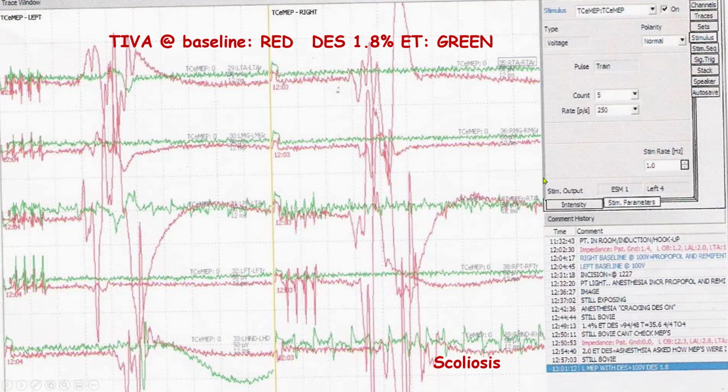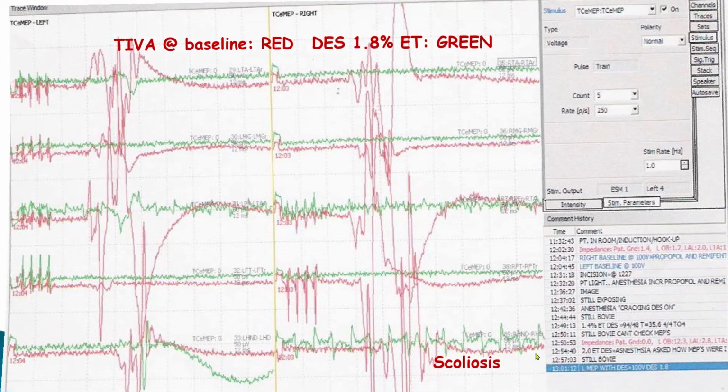In this case, we started off with TIVA, but the patient was hemodynamically unstable. The anesthesiologist could not get the patient's blood pressure and heart rate under control, so we decided to turn a little bit of the desflurane on. Remember, 1 MAC is 6%, so 1.8% isn't very much. Then I ran a motor evoked potential, which is the green, and you can see here that it just totally obliterated my responses.